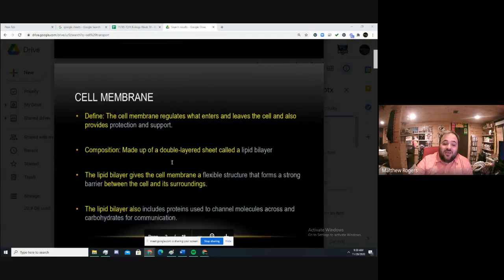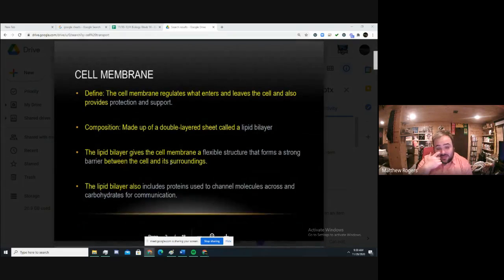So first thing is cell membrane. To really understand transport, you have to understand the cell membrane. This is a different PowerPoint than the one you did last week. If you want to take notes and add some notes, you're more than welcome to, or you can just listen. This is up to you. I'll tell you when you need to start taking some notes.